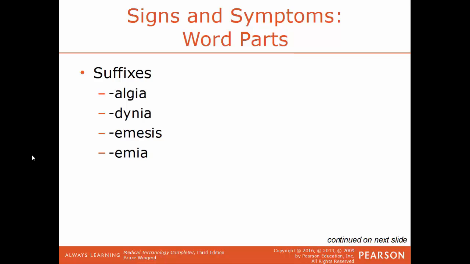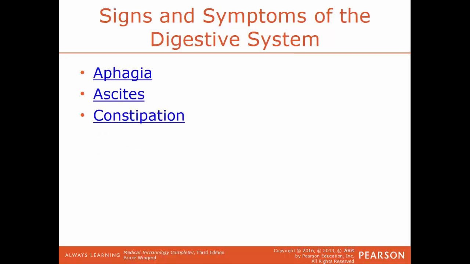Emesis is a reference to vomiting. And emia means of the blood. The suffix ia is a condition. Megaly is an enlargement. Osis is an abnormal condition. And our last term here, urea, is a flow or a discharge. All right, now we'll talk about some specific signs and symptoms of the system.